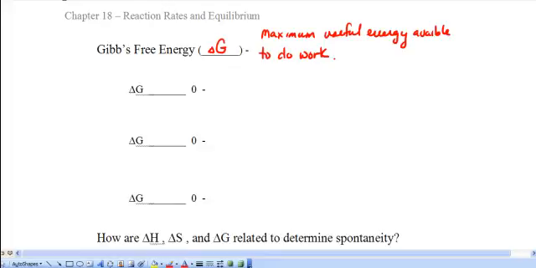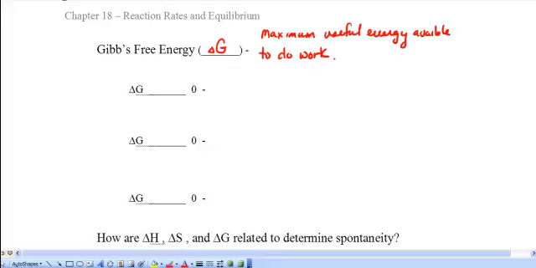Now, we're not going to unpack exactly what that definition means, but the basic idea is this: there is energy involved with certain reactions. Not all of it is really available for work. So that maximum amount that you could harness from a particular reaction is referred to as the free energy. And so let's take a look at a couple of scenarios.